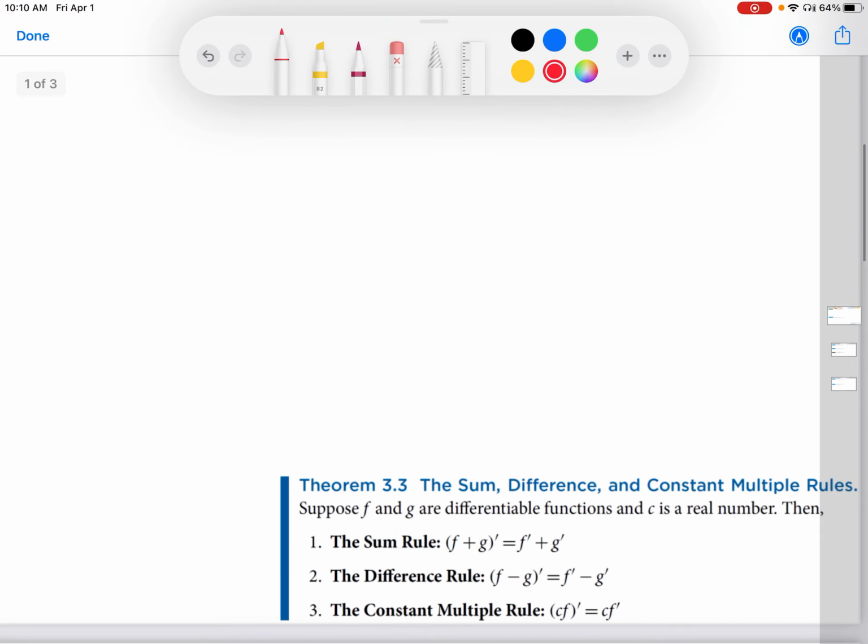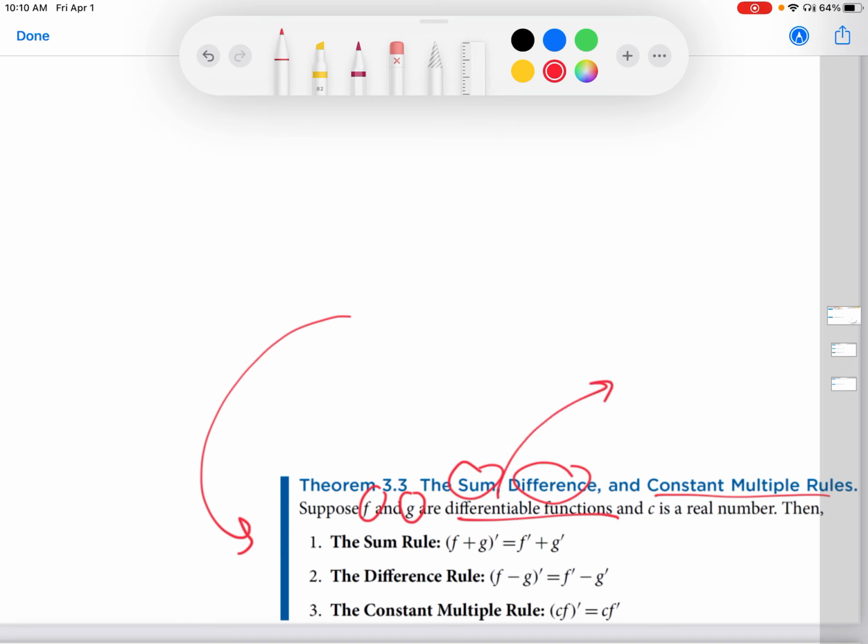All right, so enough of that. What are the rules? Let's start with the simplest rules. These are the sum, difference, and constant multiple rules. Suppose f and g are differentiable functions. Remember, differentiability here is important, so we talked about that in video 9.1. If you want to review what differentiability means, hop over there. And c is a real number.